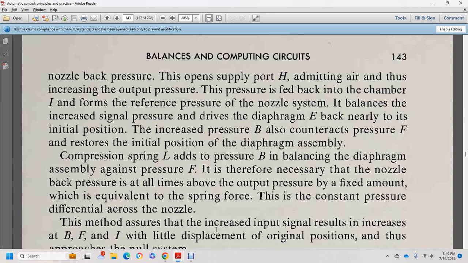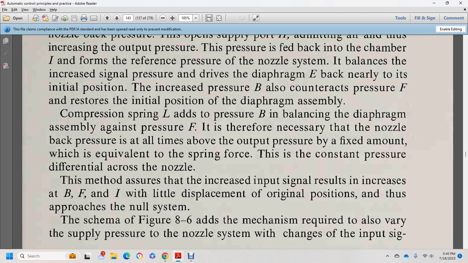This is a constant pressure differential across the nozzle. The method should be that an increase of the input signal results in an increase of B and F and I, a little displacement from the original position, thus approaching the null system.